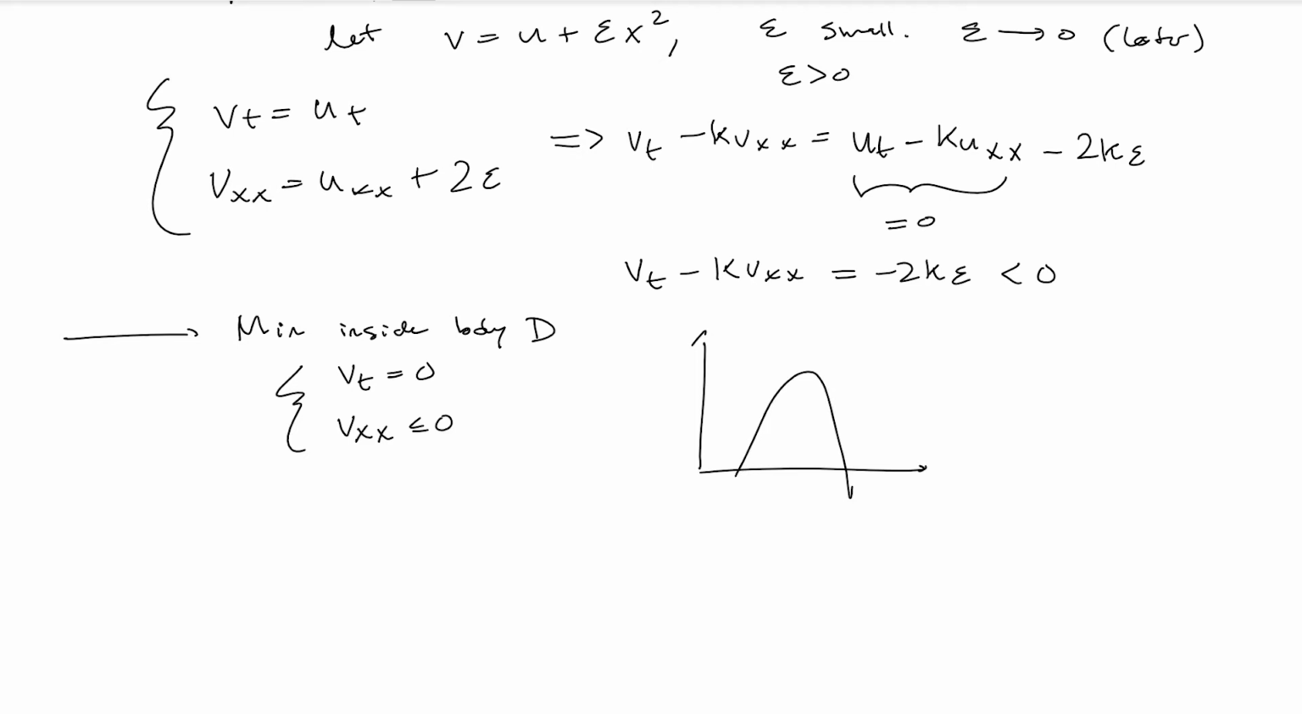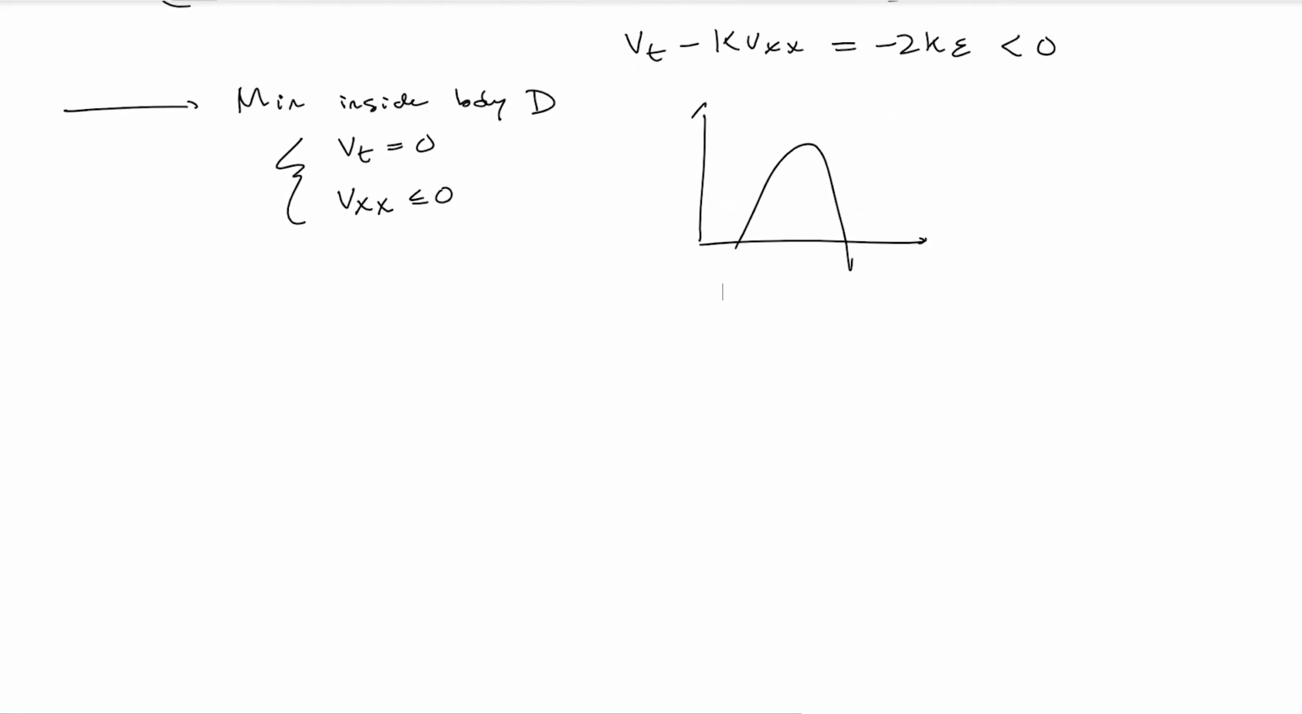Now, we chose these specific two derivatives to talk about because they are the derivatives that appear in the heat equation. We could have chosen v_tt, but these we can plug in. So note that if v_xx is less than or equal to 0, that means that v_xx multiplied by negative k should be greater than or equal to 0.